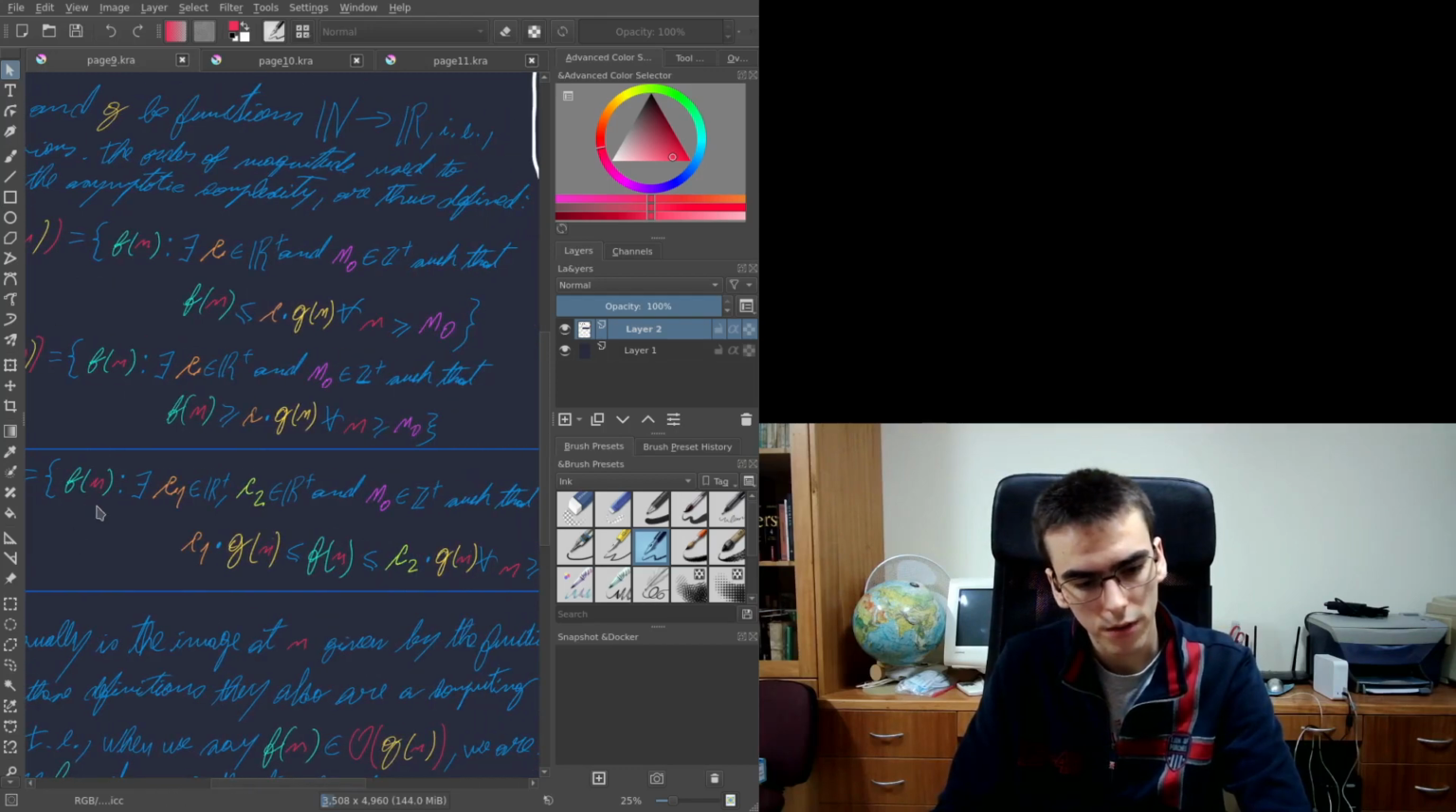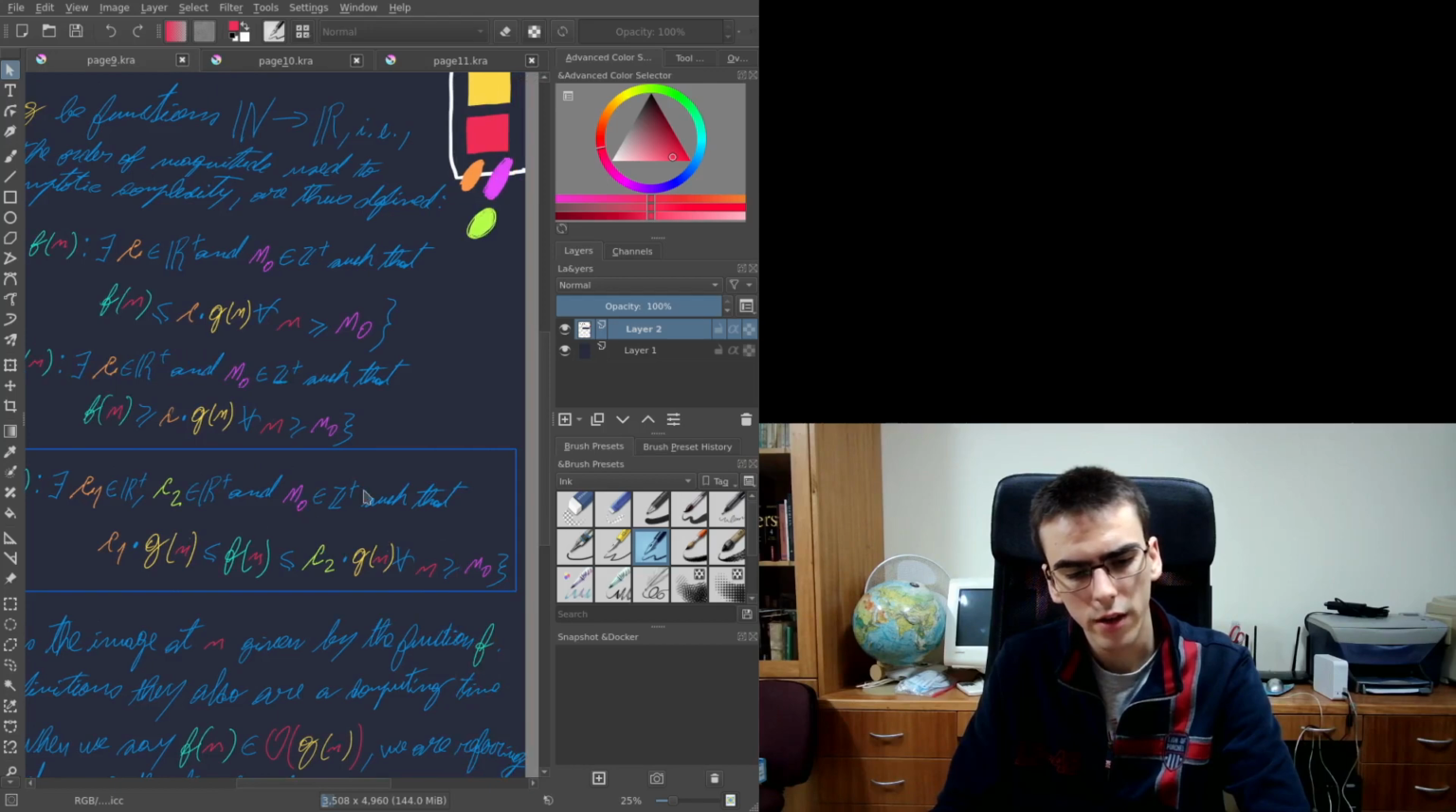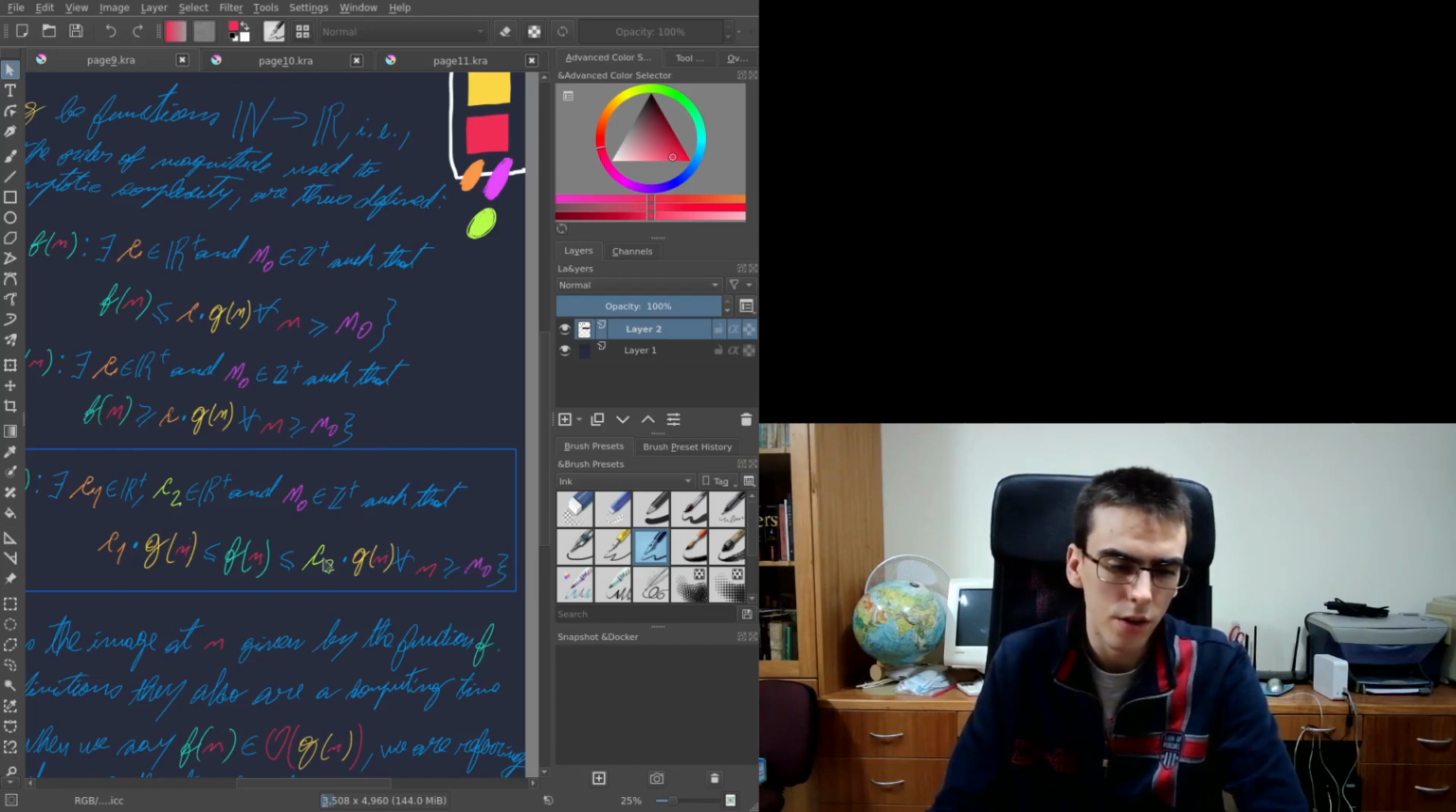You are given the function f of n, is the set of functions f of n such that there exists a constant c1, a constant c2, both in real positive numbers, and n0 in the positive integer set, such that c1 times g of n is smaller than f of n, and that f of n is smaller than c2 times g of n, and these constants are different, most likely, for every n greater than or equal to n0. So that part is always present, right? The change is here, in which you pick this one and this one, you put the two of them here.